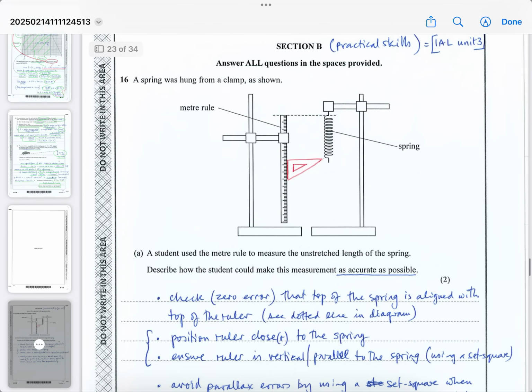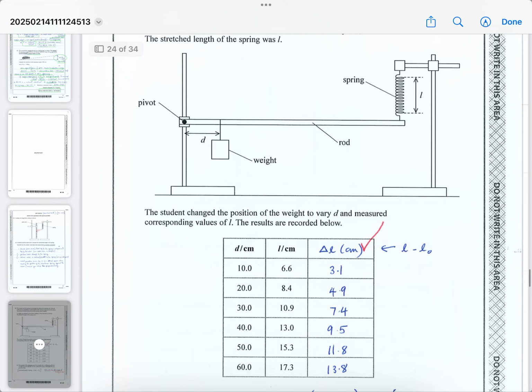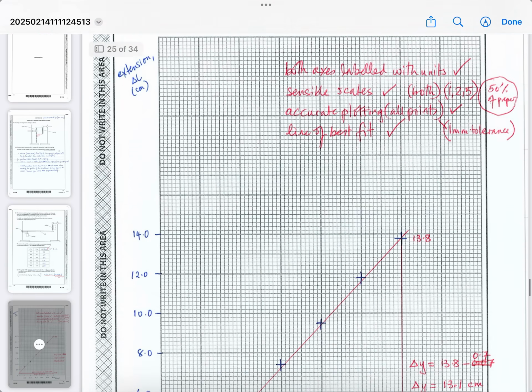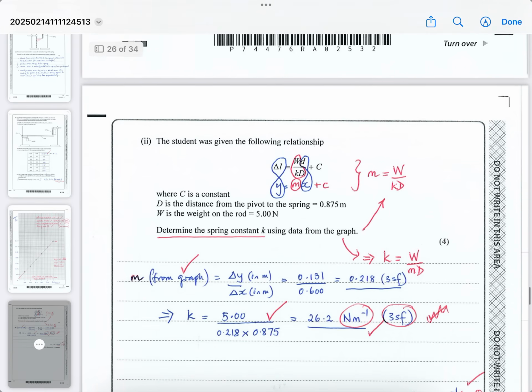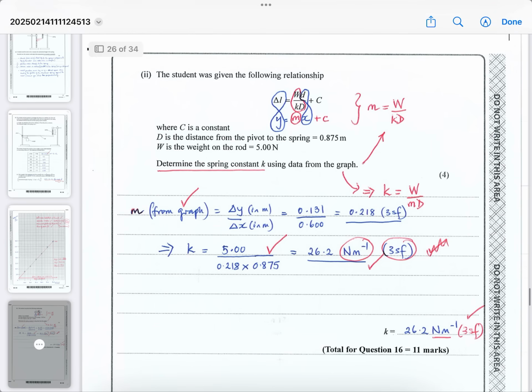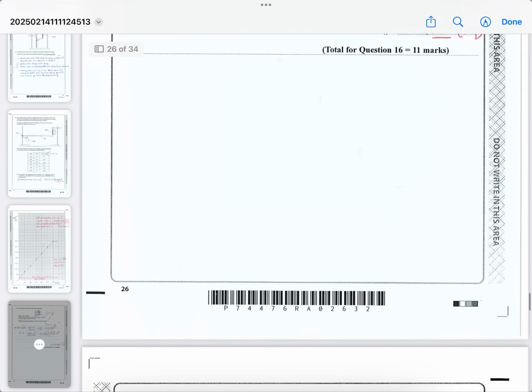The first question is about the spring. So it's practical skills. Question 16: the spring was hung from a clamp, and then the spring was used to look at forces on there. Then you've got to draw a graph, then you do a gradient, then you've got to analyze the data. So this is about practical skills or the scientific method, being a physicist.